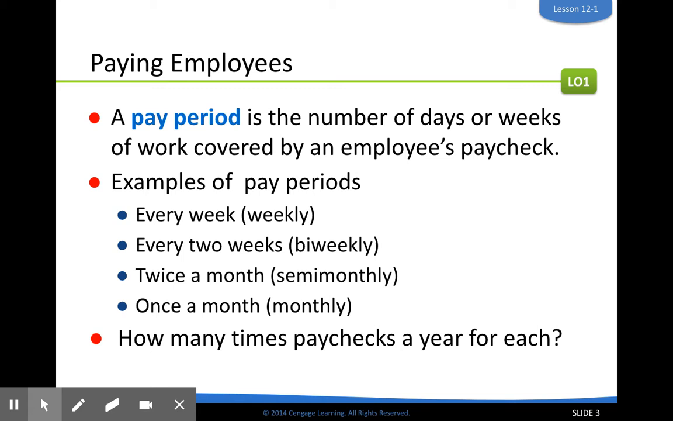So there are 52 weeks in a year. Divided by 2, you would get 26 paychecks if you get paid every 2 weeks. Our next option would be twice a month. So this would be the example where you get paid on the 1st and the 15th of the month, or maybe the 15th and the 30th of the month. So that would be twice a month. There's 12 months, so that'd be a total of 24 paychecks. So you could see that for the second option, you would get paid 26 times a year. The third option, you would be paid 24 times a year. And then finally, once a month, that would be 12 paychecks in a year.